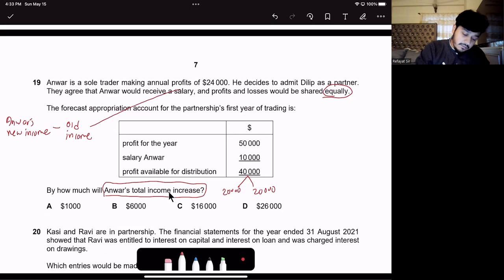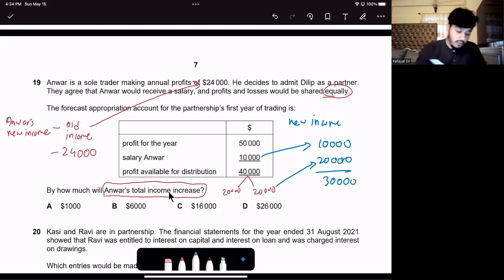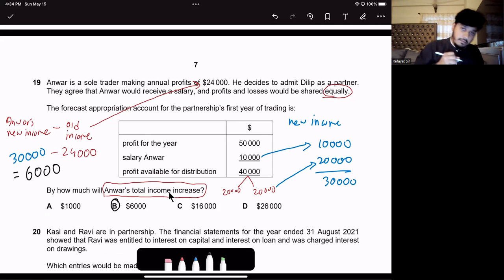Anwar's old income was $24,000, and his new income will be calculated on the right side. Anwar's new income includes his salary from the partnership and his share of profit, 20,000. Add them up, 30,000. So Anwar's new income is $30,000. Therefore, the increased amount is $6,000. B.